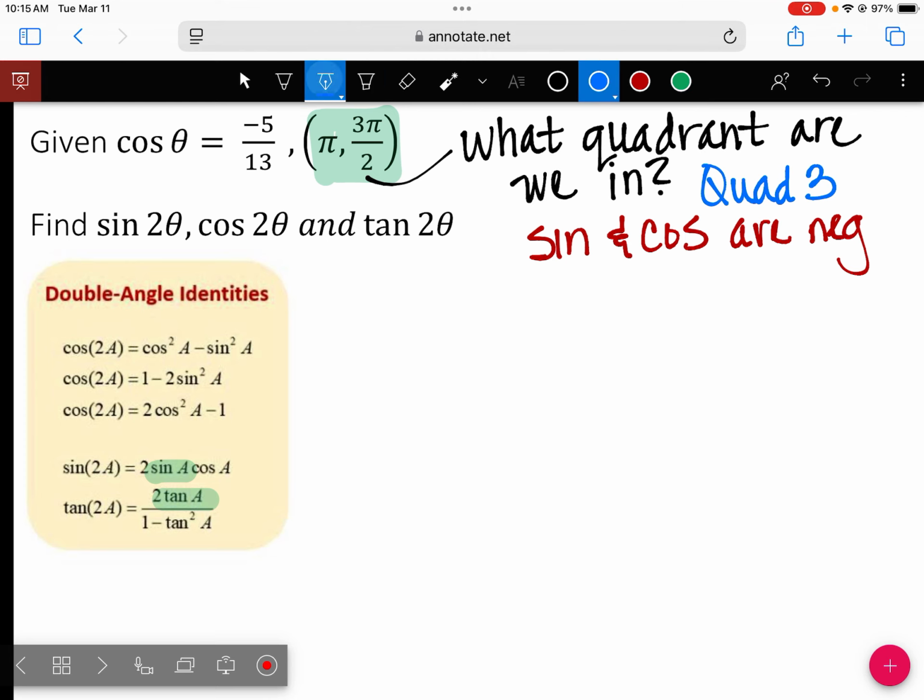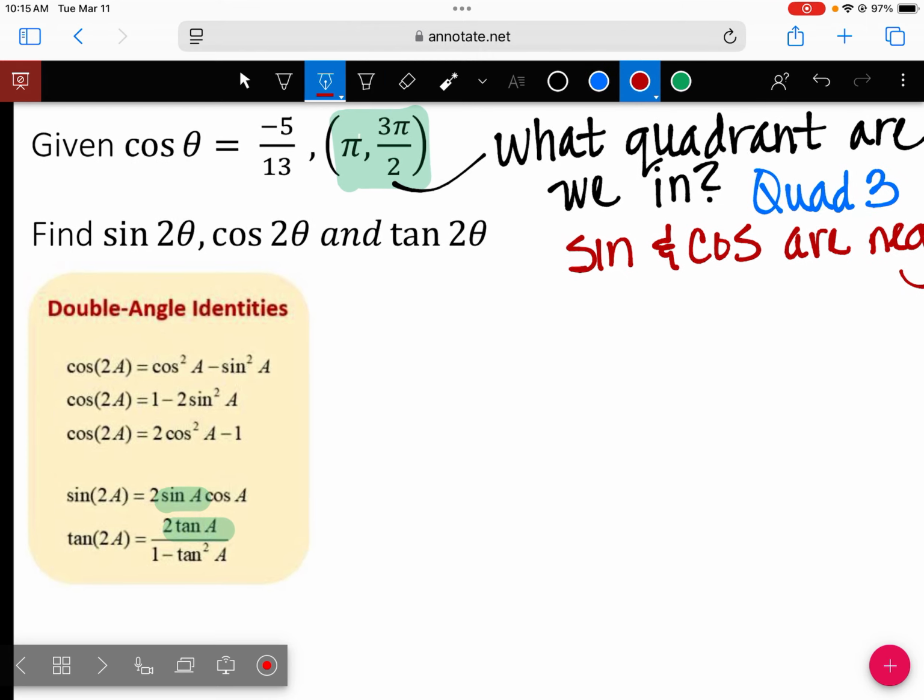So we know that cosine is x/r, and we know that r² equals x² plus y². This is also a Pythagorean triple, so you may be able to figure this out without doing this process, but I'm going to work through the process just in case someone doesn't recognize what the y value would be.